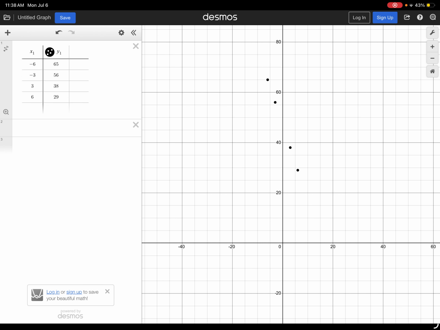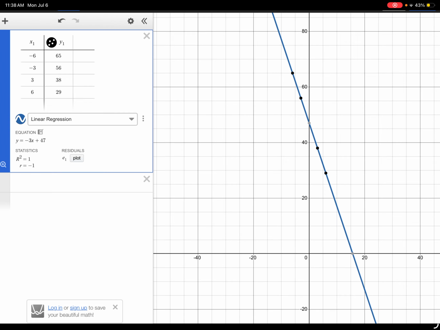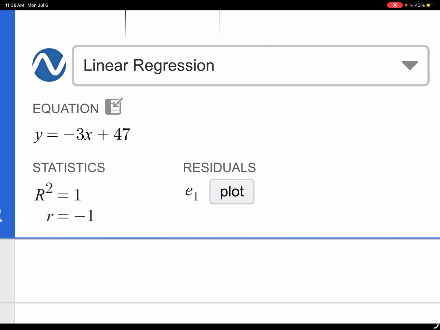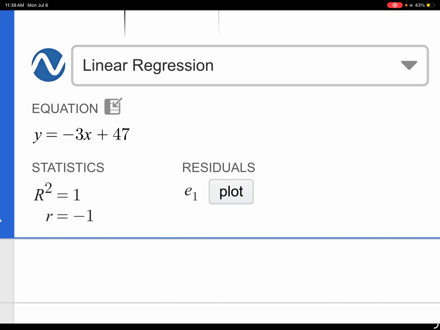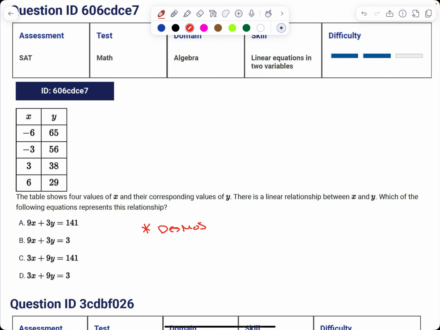Now, once I put them into the table, in the top left-hand corner, you're going to click linear regression because this is a line, and it's going to give you this. Okay, so let's memorize this. I'll put it back on the other screen. y equals negative 3x plus 47. We don't want this. This is what makes this a level 2 question. We don't want this in slope-intercept form. We want it in standard form.